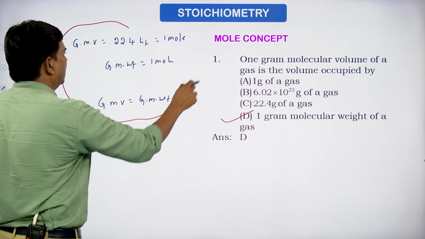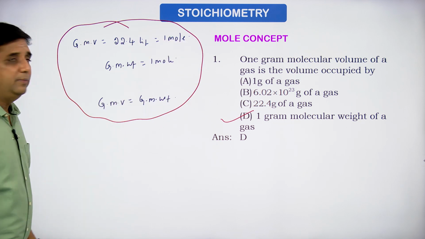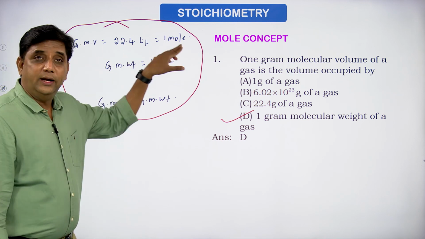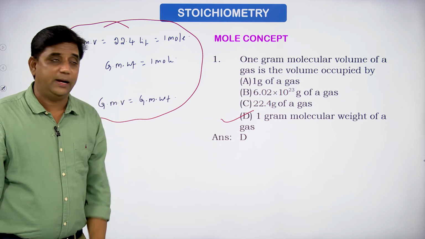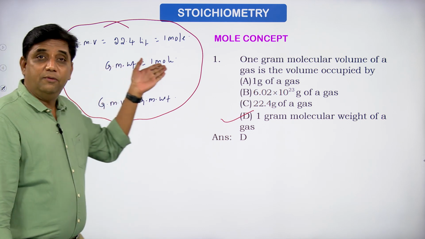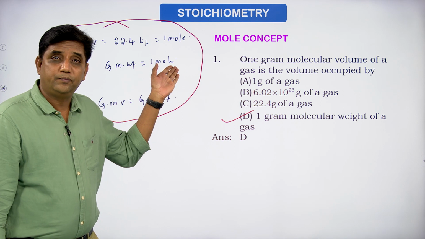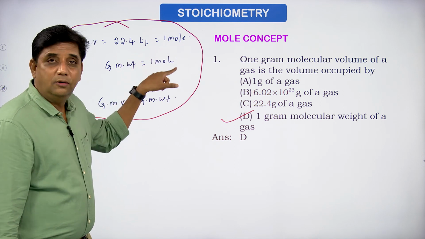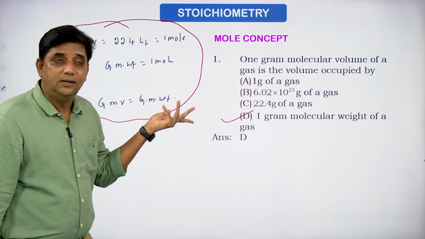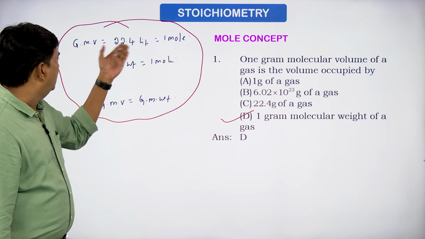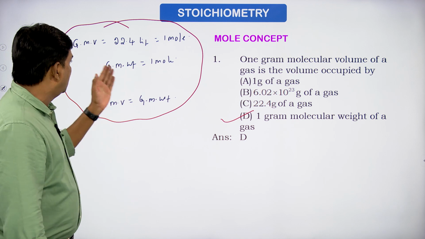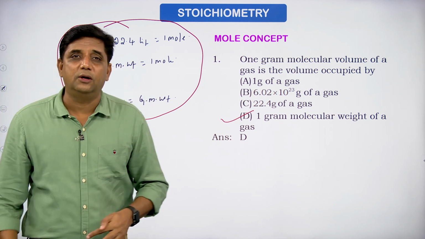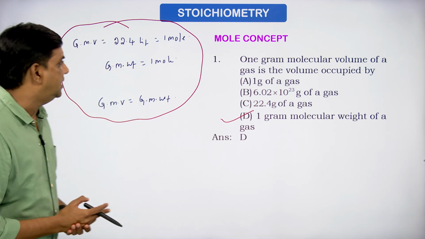This is the solution. 1 gram molar volume is nothing but 22.4 liters, and 22.4 liters equals 1 mole at STP conditions. So gram molecular weight is also equal to 1 mole. A is equal to B, B is equal to C, therefore A is equal to C. Gram molar volume equals 1 mole, gram molecular weight equals 1 mole, therefore gram molar volume is equal to gram molecular weight. This is the answer.